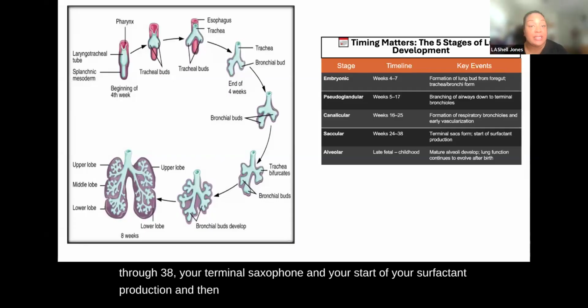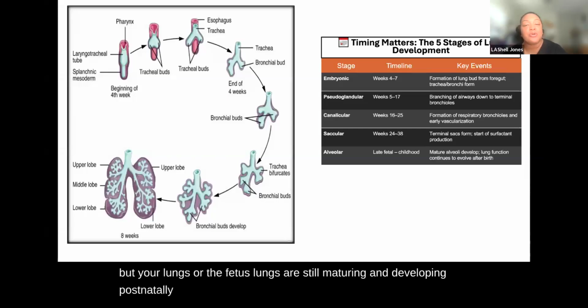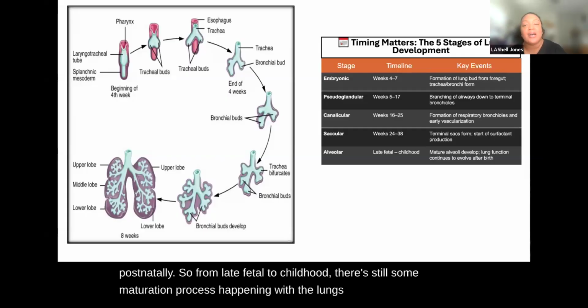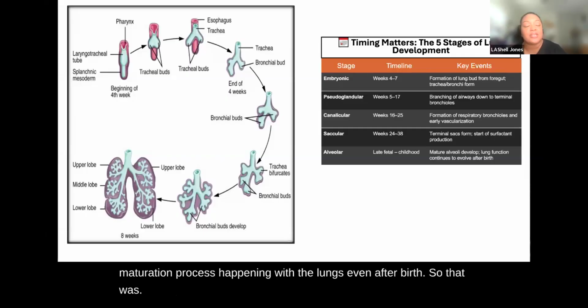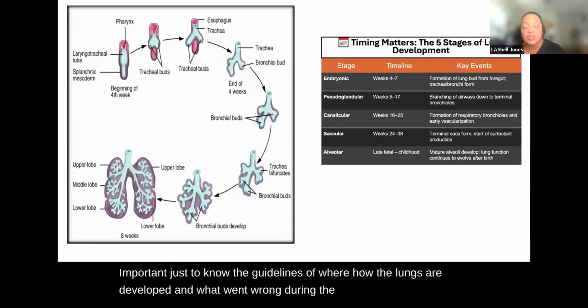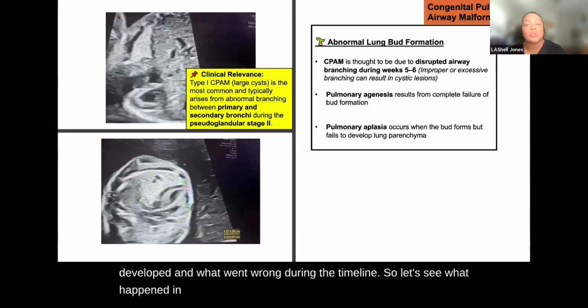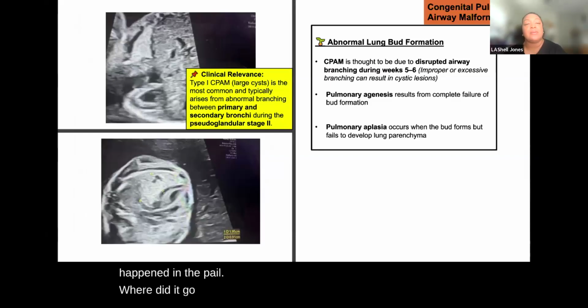And then this was something that I had no knowledge of, but the fetus's lungs are still maturing and developing postnatally. So from late fetal to childhood, there's still some maturation process happening with the lungs, even after birth. So that was important, just to know the guidelines of how the lungs develop and what went wrong during the timeline. So let's see what happened in the case of a CPAM. Where did it go wrong with a CPAM lesion?